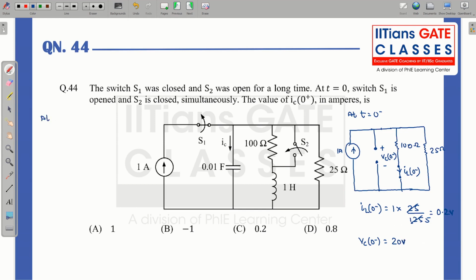Now at t equal to 0 plus, let me redraw the circuit. S1 will open, so I will not draw this. I will replace the capacitor with an equivalent ideal voltage source. So the polarity will be the same, plus minus like this. This is 20 volt, and this switch has been closed. So 100 ohm is going to short out and your inductor is going to be replaced with an ideal current source having the polarity as before.